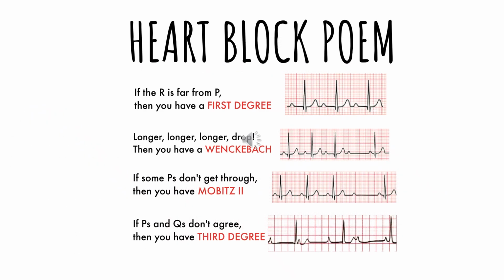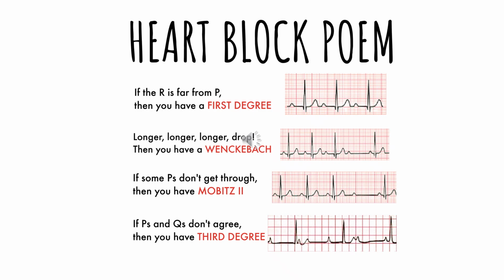Heart blocks can be very intimidating if you don't understand what's going on. But once you get the hang of it, you'll realize they're actually pretty easy to identify and to differentiate from one another. So, if the R is far from the P, then you have a first degree. A first degree heart block is just a PR interval that is greater than 0.20. All it's saying is it's taking the atria longer to send that impulse to the ventricles.